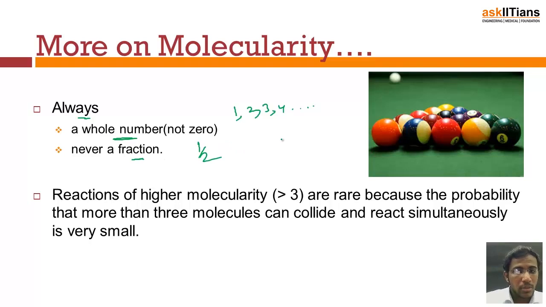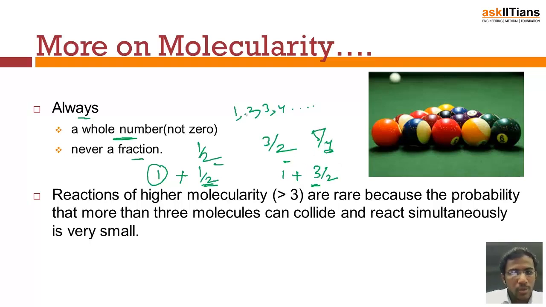Molecularity cannot be 1 by 2. It cannot be 3 by 2. It cannot be 5 by 4. Because the atoms or molecules involved during the reaction are always integers. One molecule can react with 2 molecules, or one molecule can react with one other molecule. But one molecule cannot react with half of another molecule, and one molecule cannot react with 3/2 of another molecule. That means molecularity cannot be a fraction. It is always a whole number other than 0, and it cannot be negative also.